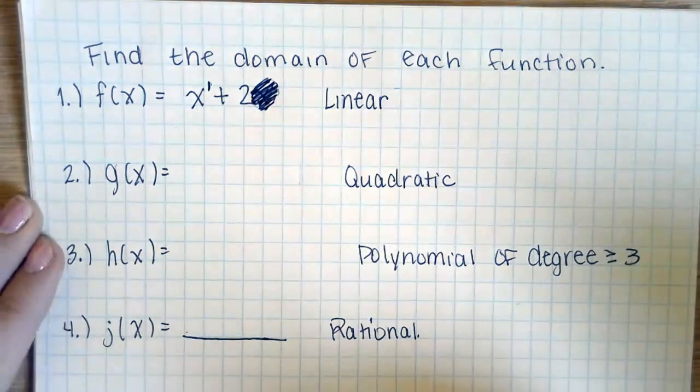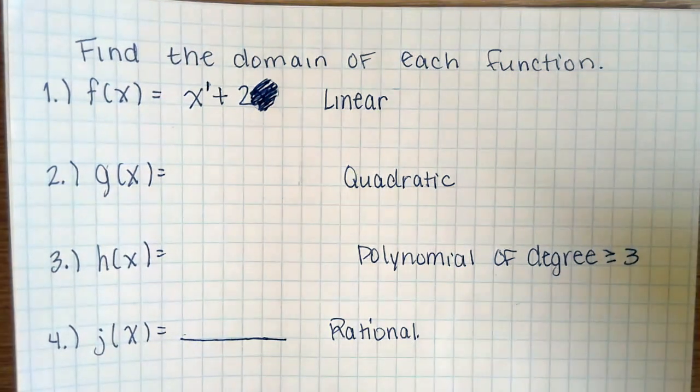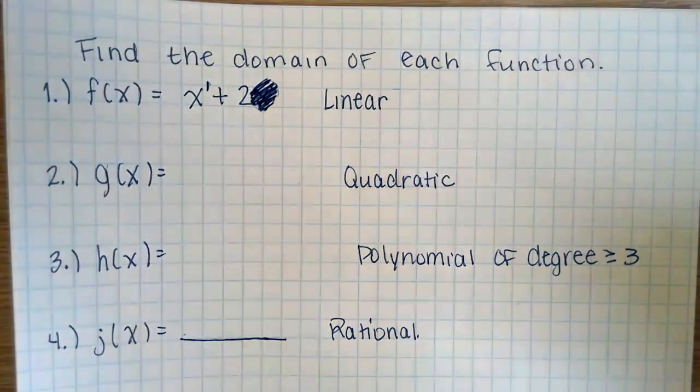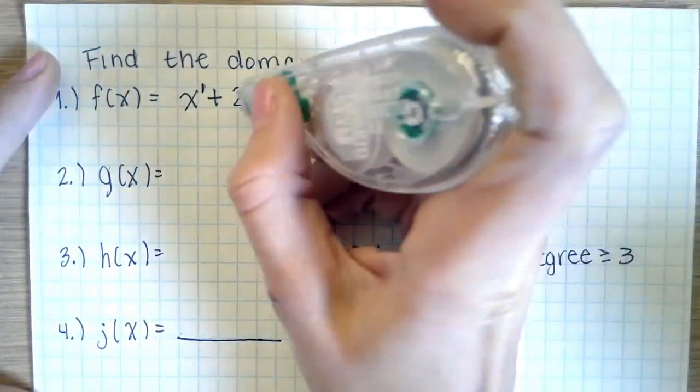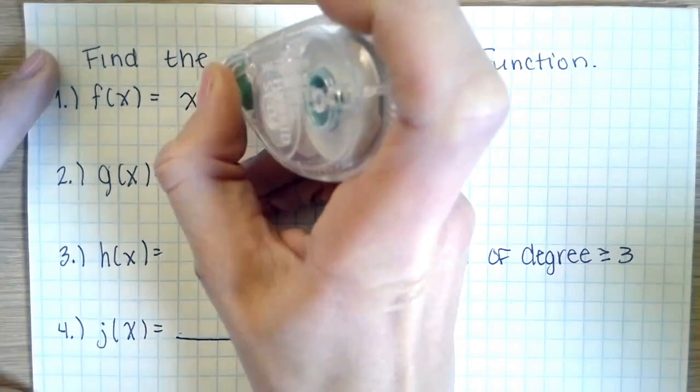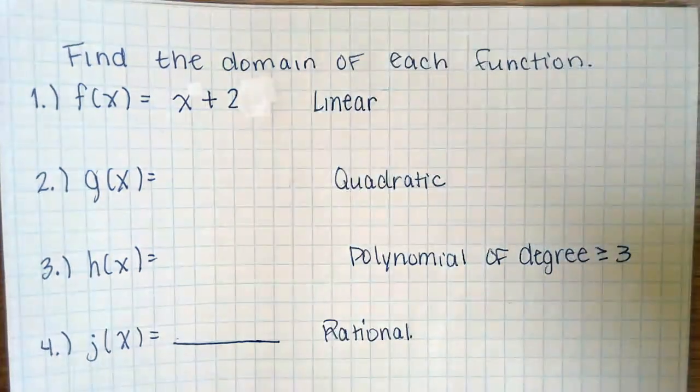You dealt with them in pre-calc. You dealt with them in pre-algebra. You dealt with them in algebra 1. We've been dealing with linear equations for a long time. So when you see a linear equation, I want you to not only see its equation, I also want you to think about its graph. What does the graph of x plus 2 look like?